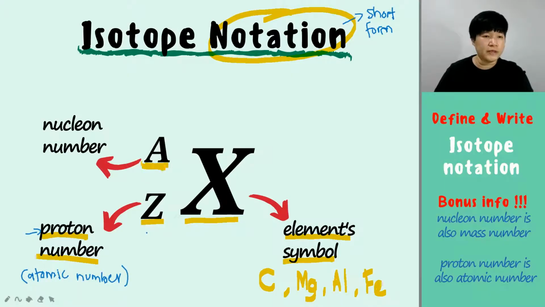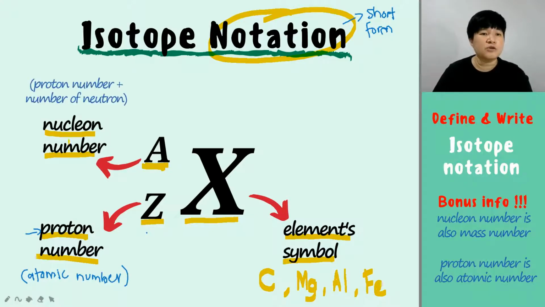Next, your A over here represents nucleon number. What is nucleon number? Nucleon number is the proton number plus the number of neutrons. So your protons plus the neutrons will give rise to your nucleon number. Make sure you know nucleon number is obtained from the protons and also your neutrons. Nucleon number is also called mass number. So make sure you know nucleon number is also known as mass number.